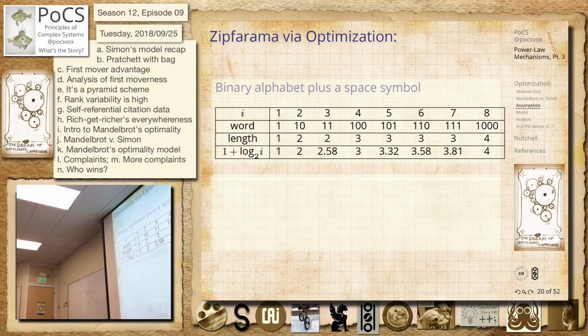So this is the idea that this will be the cost. So the cost is going to grow. We're indexing our words, and the ith word will have this cost. And we could get rid of the 1 as well.